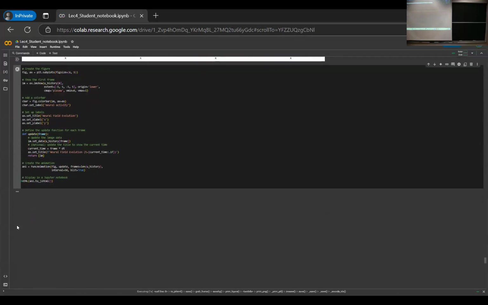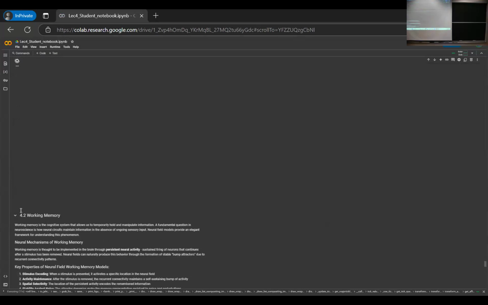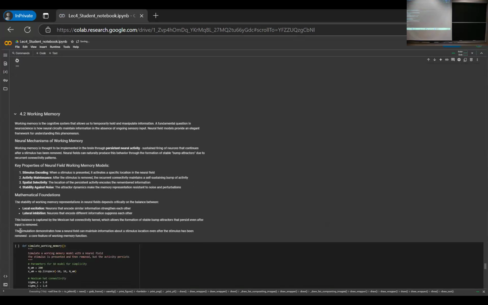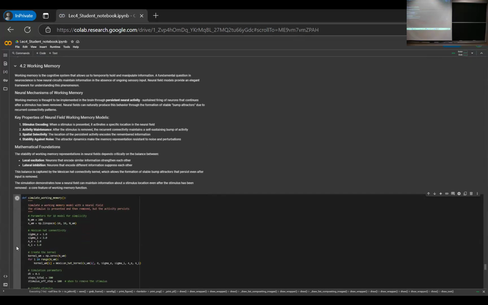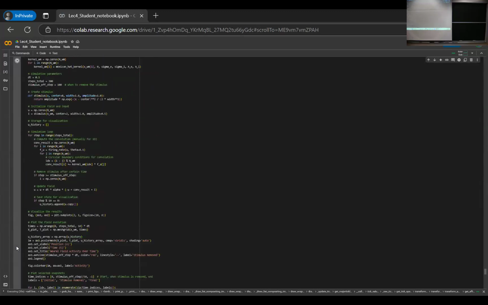Let's see what else we have here. This is an animation of the same thing. Another application is working memory. John briefly touched upon this. What we mean here is that the stimulus persists even when the input is removed. When you hear something, you can hold it in your mind even though the verbal stimulus is gone.